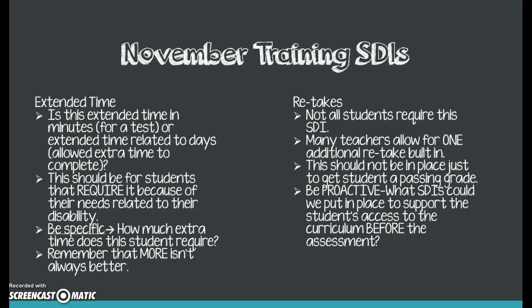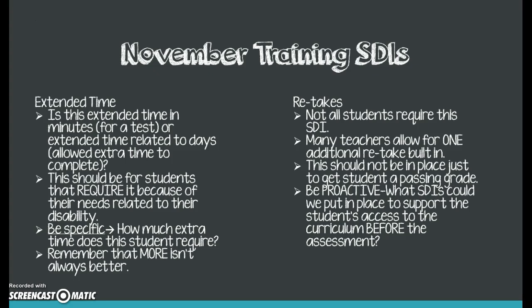Take a look at retakes. Often we see retakes listed in students' IEPs underneath SDI. Often it will say unlimited retakes, or retakes until student achieves passing grade, or maybe even an 80% mastery on that particular assessment. What I want you to remember is that many teachers allow for one additional retake to be built in. This may not be the case on tests, but is often the case on quizzes.